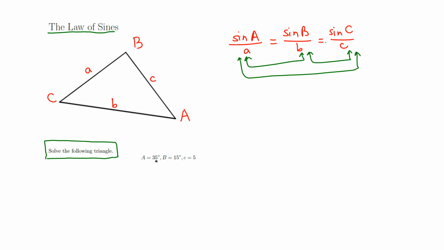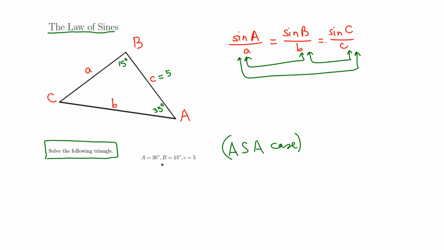where A is 35 degrees. So let me put this data in this triangle. So A is 35, B is 15, and lowercase c is 5. Okay, this triangle does not have to be perfect, so I'm just putting 35, 15, and side c. So we are given angle, then side, and again angle. So this is called angle, side, angle, ASA case.